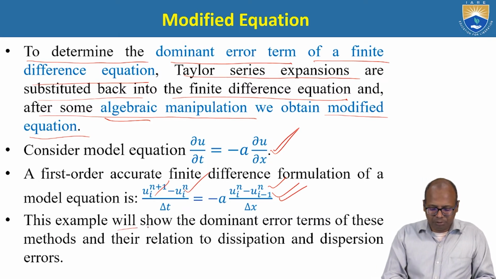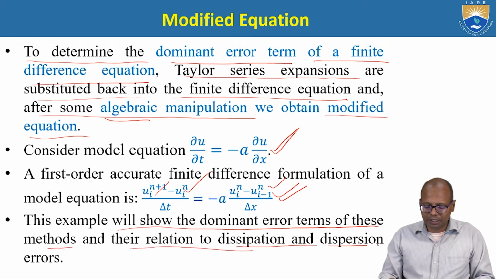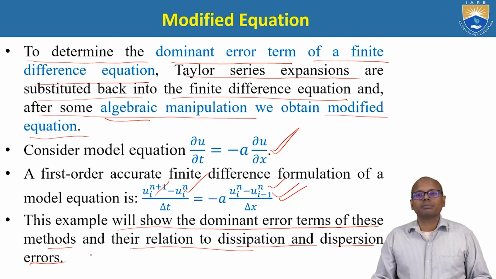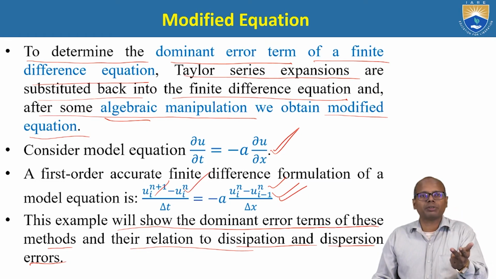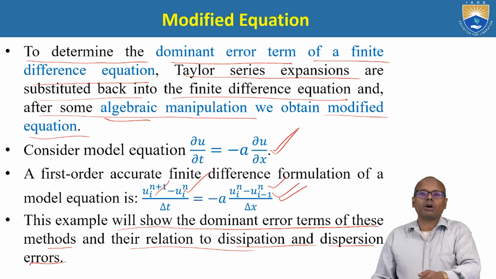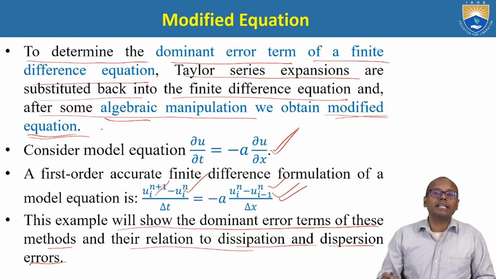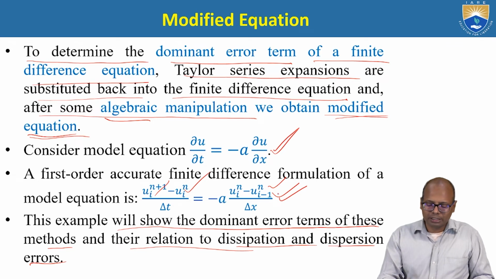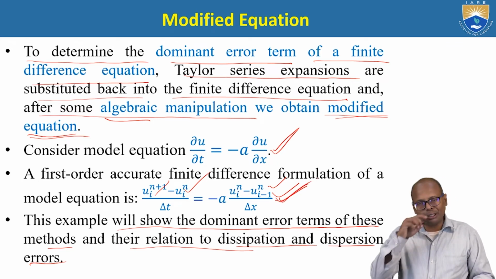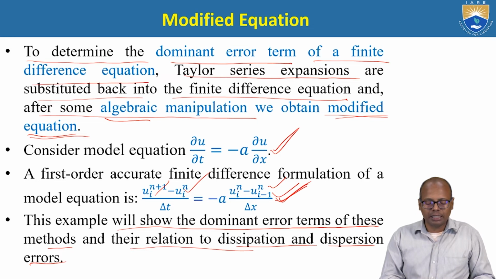Now this example will show the dominant error terms in this method and their relationship to dissipation and dispersion error. We have already seen in error analysis that there are two types of errors: one is the dispersion error and the other is the dissipation error. If I find the modified equation for this finite difference equation, it will give us the relationship between the dissipation and dispersion errors.